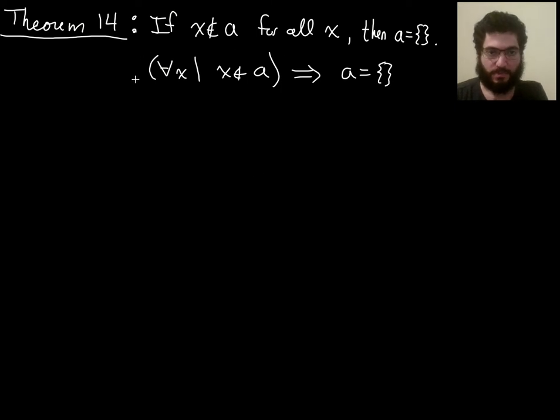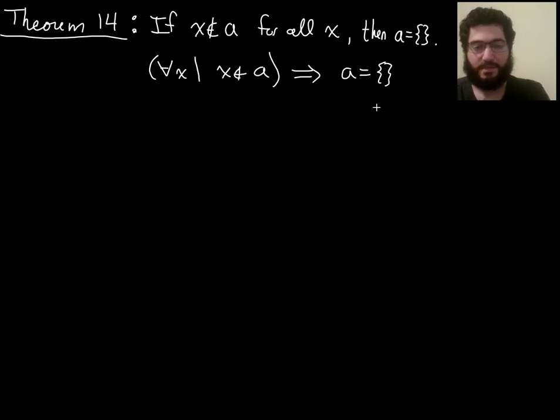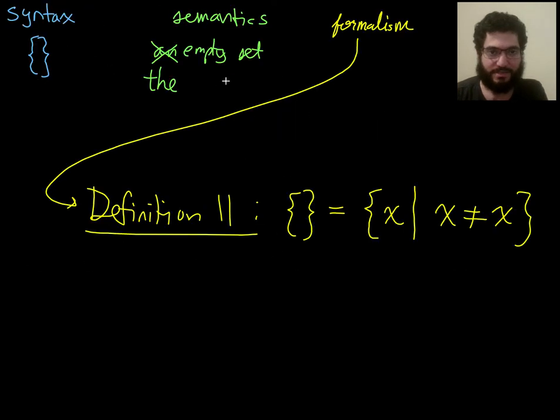So this left-hand side here says A has no elements, right? For all x, x is not an element of A. So A has no elements. Then overall this theorem is saying if A has no elements, then A is the empty set. A is this guy. Do you see how this is a way of saying that the empty set is the only set that has no elements? If you thought you had a different set that also has no elements, then according to Theorem 14, it would just be the empty set again. It wasn't really different after all. So this justifies calling it the empty set.